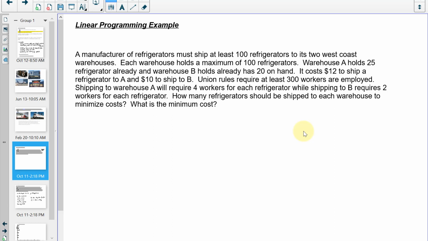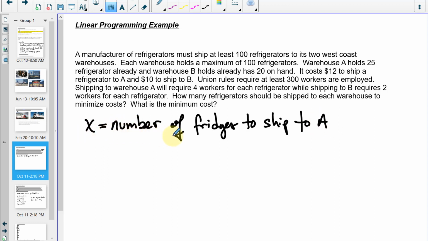So, all right. When you're expected to do these by hand, you can expect that it's always going to be two variables that you're trying to solve for. And we can identify them usually by looking for the question mark. And here's a question mark. It says, how many refrigerators should be shipped to each warehouse to minimize cost? So let's say X is the number of fridges to ship to A. Let's make Y the number that we're going to ship to B.